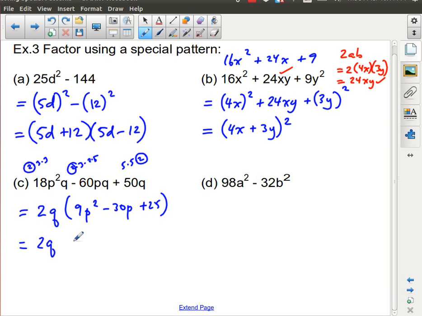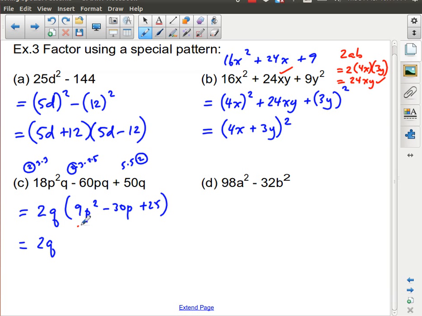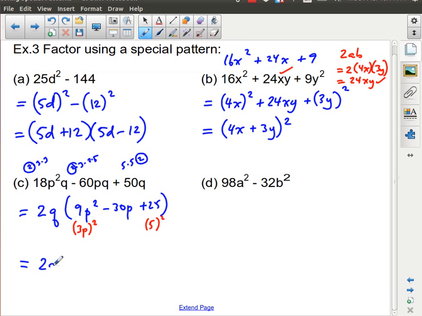So if this is a perfect square, what is it that I'm squaring here? That is 3p all squared. And what is this? That is 5 all squared. And so if my pattern is correct, then my answer is going to be the 2q in front, and then this bracket is going to factor into 3p minus 5 all squared. And just do a double check.